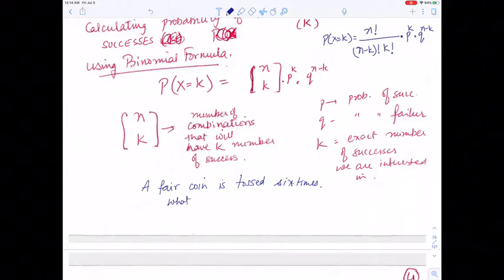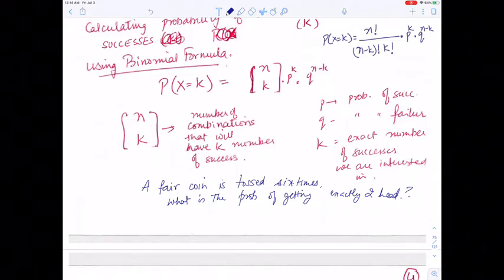What is the probability of getting exactly 2 heads? Not less, not more, exactly 2 heads. That's what we want to know.